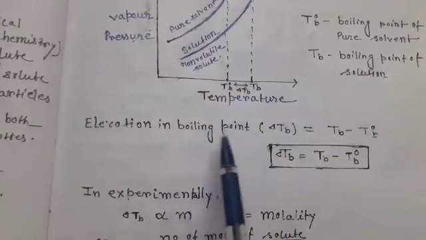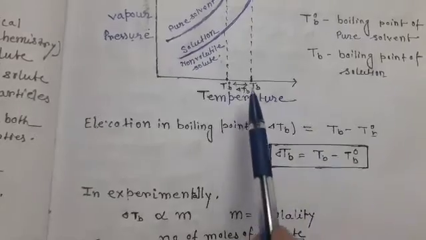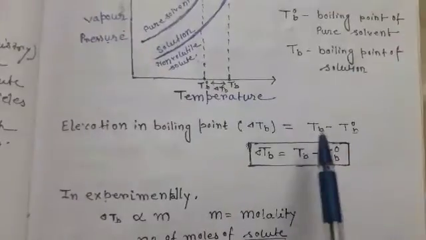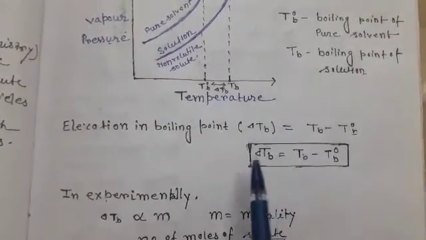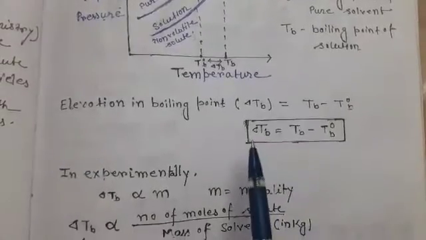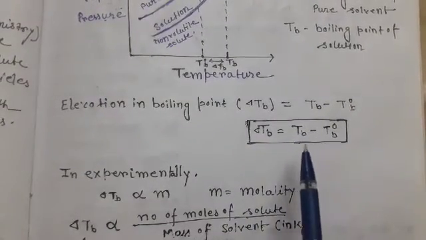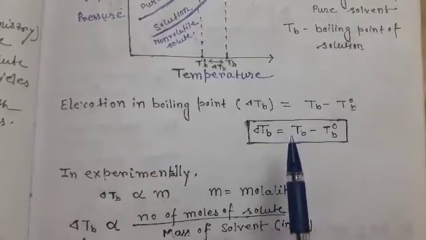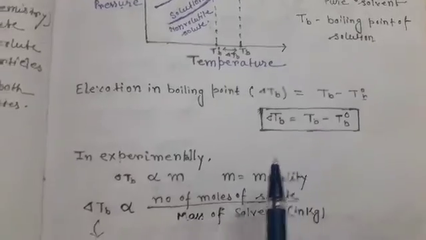So elevation in boiling point, delta Tb, is Tb, the boiling point of the solution, minus T naught b, the boiling point of pure solvent. So we can write delta Tb is equal to Tb minus T naught b. Here delta Tb is the elevation in boiling point, Tb is the boiling point of the solution, and T naught b is the boiling point of pure solvent.